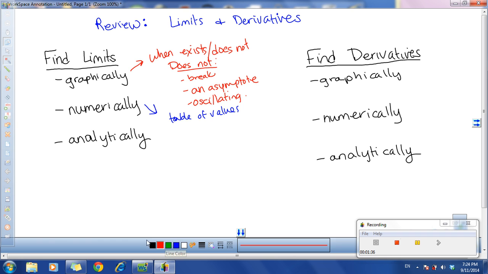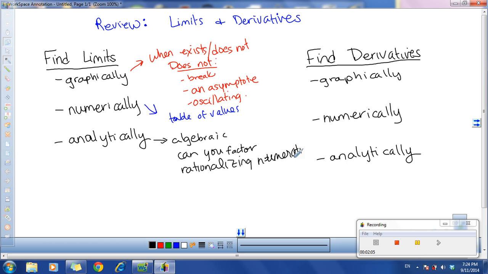And then you must also know how to find limits analytically. That's just the same as algebraic. So can you factor? You need to be able to recognize when you can factor an expression so that you can use direct substitution. Another method is rationalizing your numerator. And then just using other algebraic techniques to manipulate your expression and make it easier to work with.